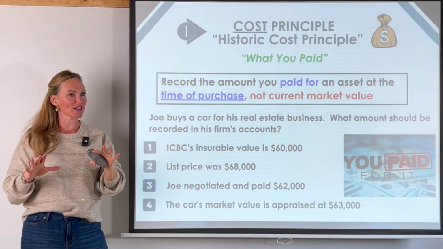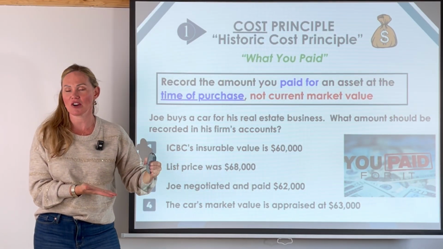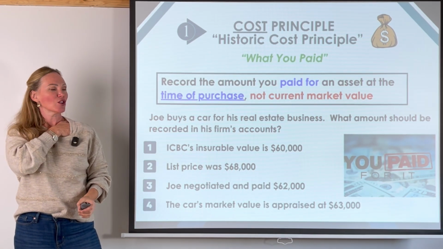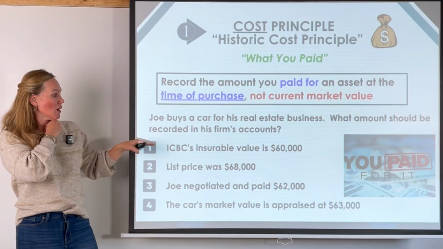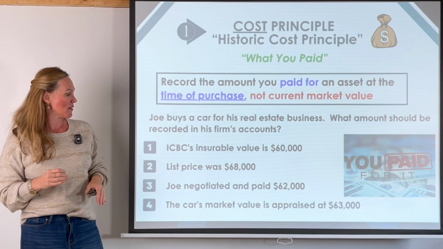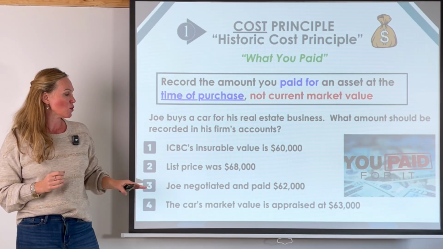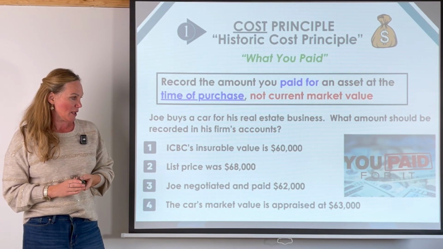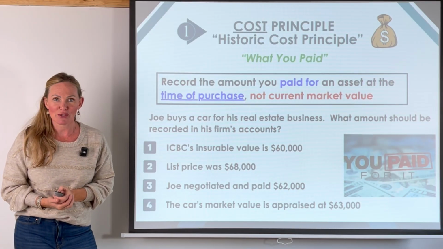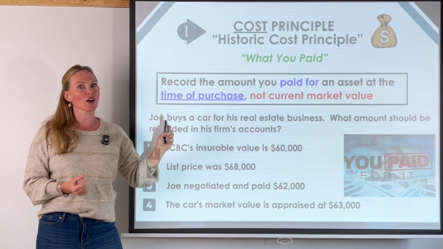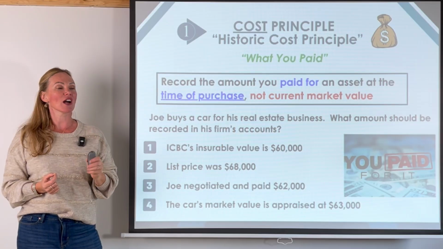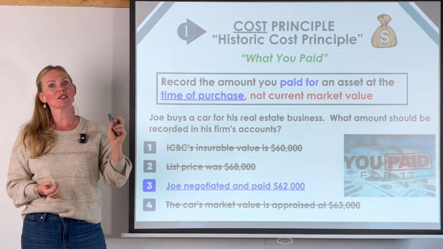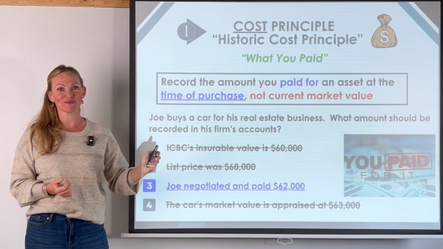We can talk about real estate right now. We're talking about a car, which is an asset. If you buy a car for your real estate business, what amount should you record into your books? ICBC's insurable value of $60,000, the listed price of $68,000, what you negotiated and paid for, or the car's market value that it's been appraised for? The cost principle talks about the cost. How much did it cost me? So it has to be what you negotiated and paid for, and that's the number you're going to put into your books. Is that easy? Okay, good.